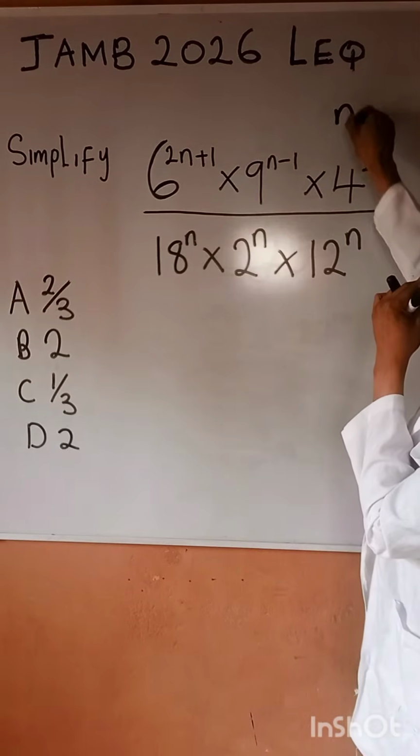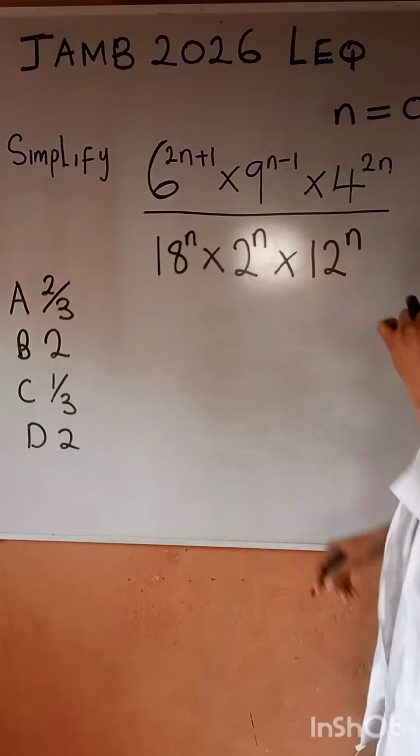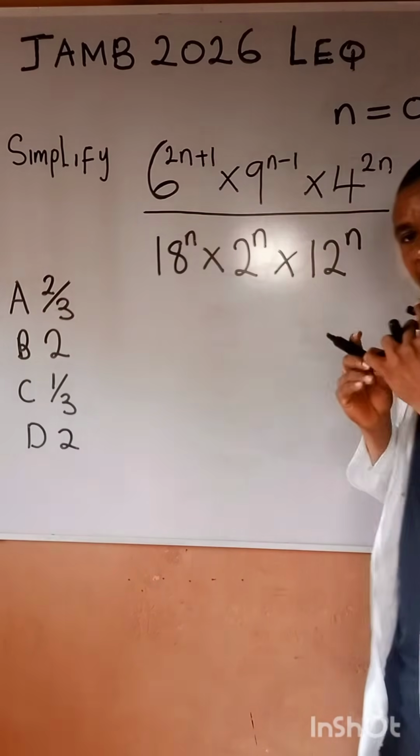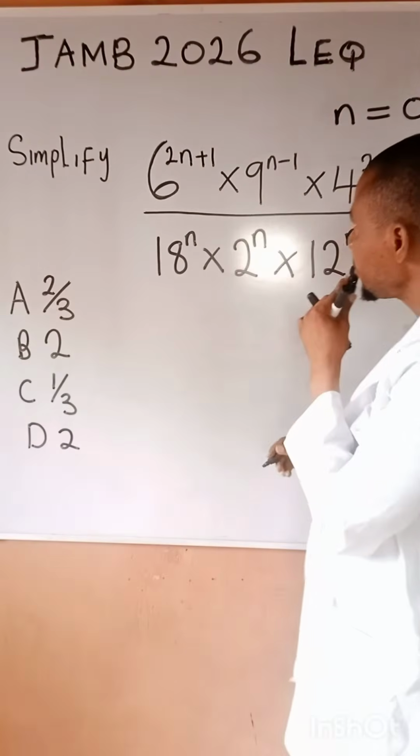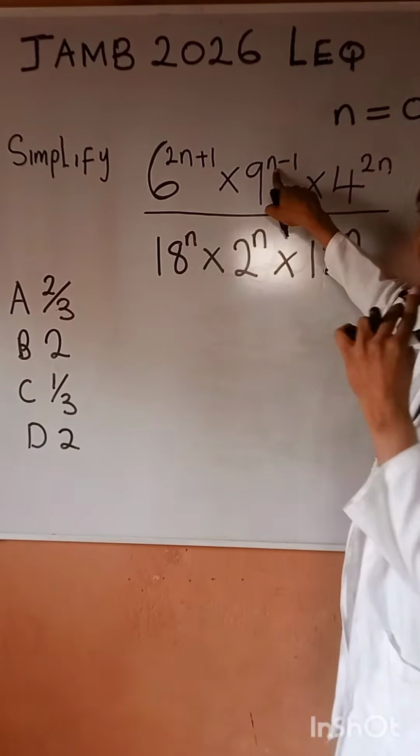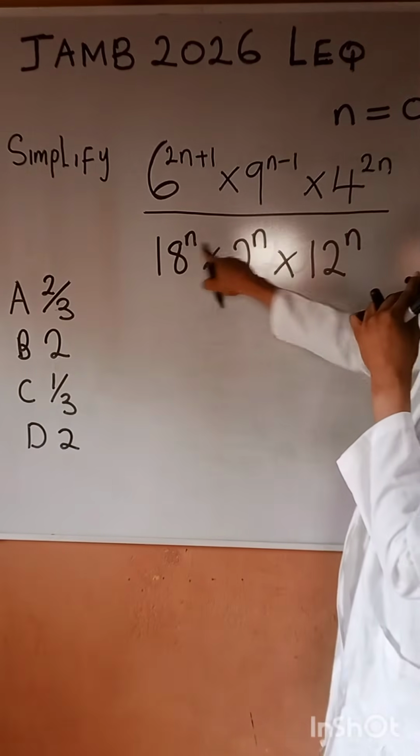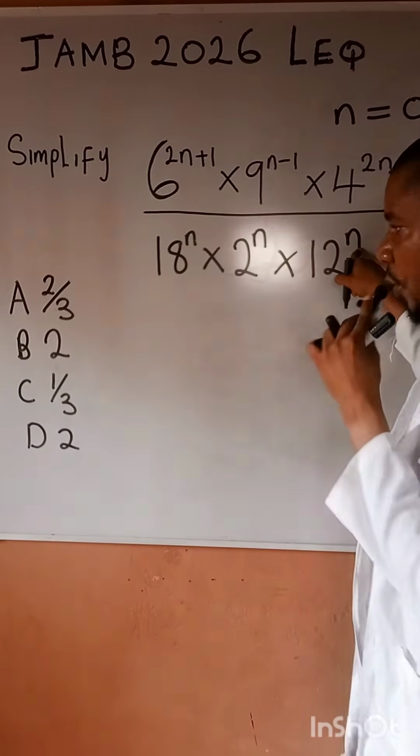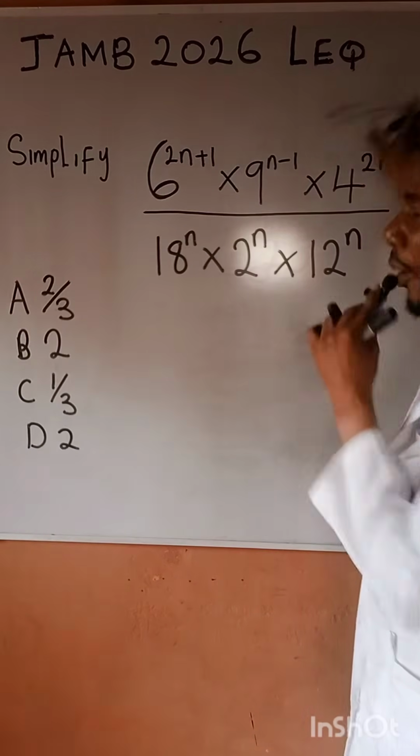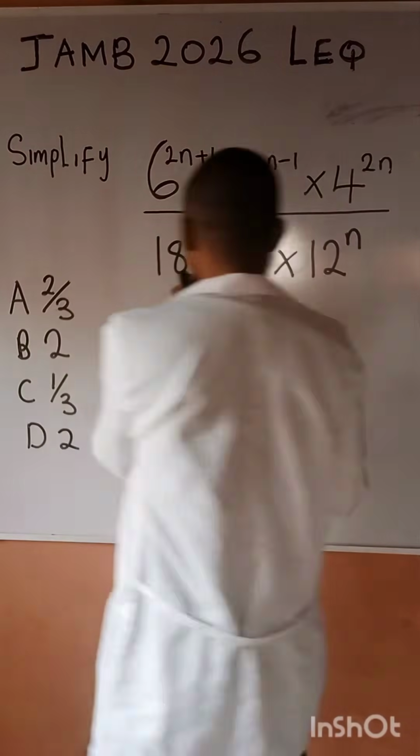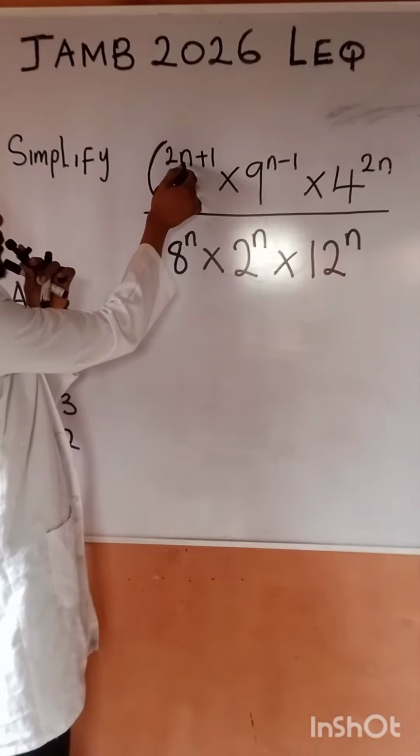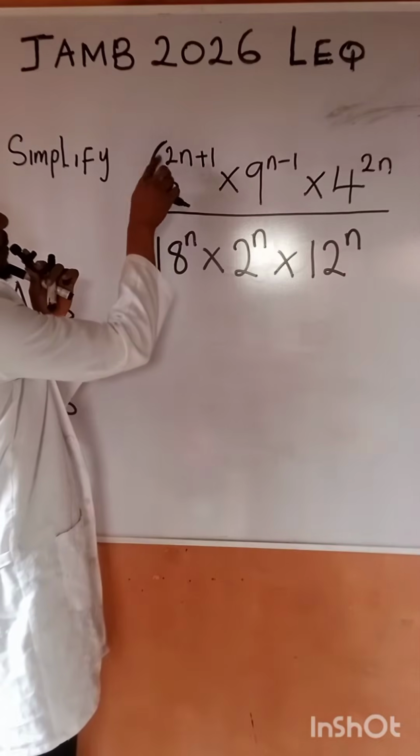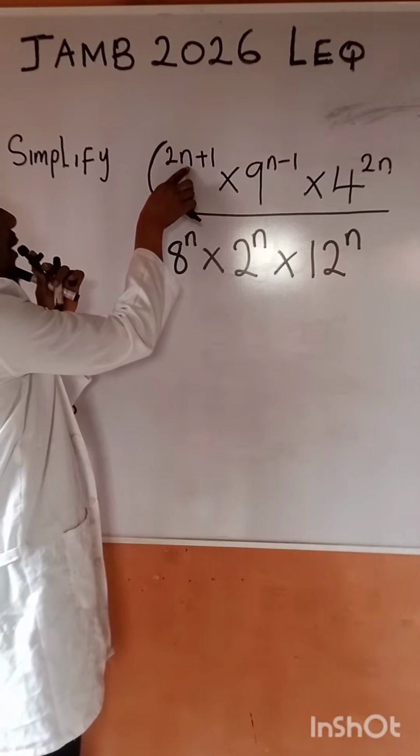What I will do is this. Any place I see n, I'm going to substitute it to be equal to 0. Use this shortcut and thank me later. There is n here, there is n, there is n, there is n. So wherever I see n, I'm going to substitute my n to be equal to 0.